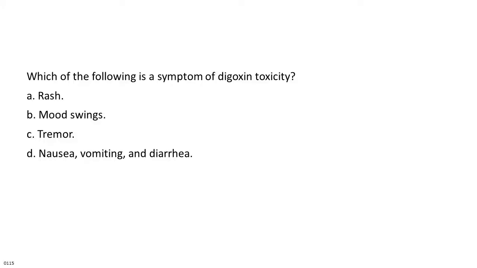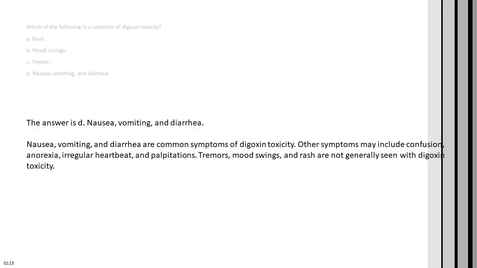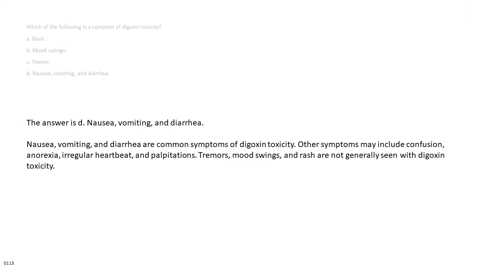Which of the following is a symptom of digoxin toxicity? A. Rash. B. Mood swings. C. Tremor. D. Nausea, vomiting, and diarrhea. The answer is D. Nausea, vomiting, and diarrhea. Nausea, vomiting, and diarrhea are common symptoms of digoxin toxicity. Other symptoms may include confusion, anorexia, irregular heartbeat, and palpitations. Tremors, mood swings, and rash are not generally seen with digoxin toxicity.